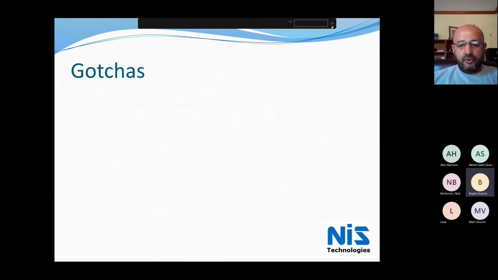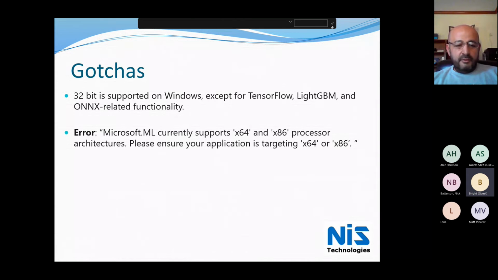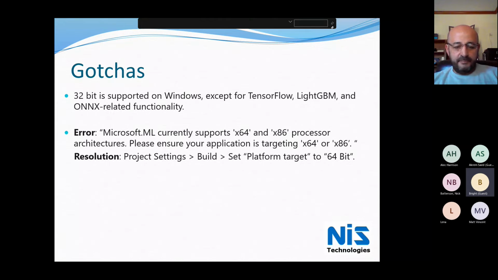So a couple gotchas you should know about. 32-bit is supported on Windows, except for TensorFlow, LightGBM, which is an algorithm that's used for prediction, and ONNX-related functionality. You may get the error that Microsoft.ML currently supports x64 and x86 processor architectures. Please ensure your application is targeting that. To resolve that, basically just go into your project settings, build, and then set the platform target to 64-bit.